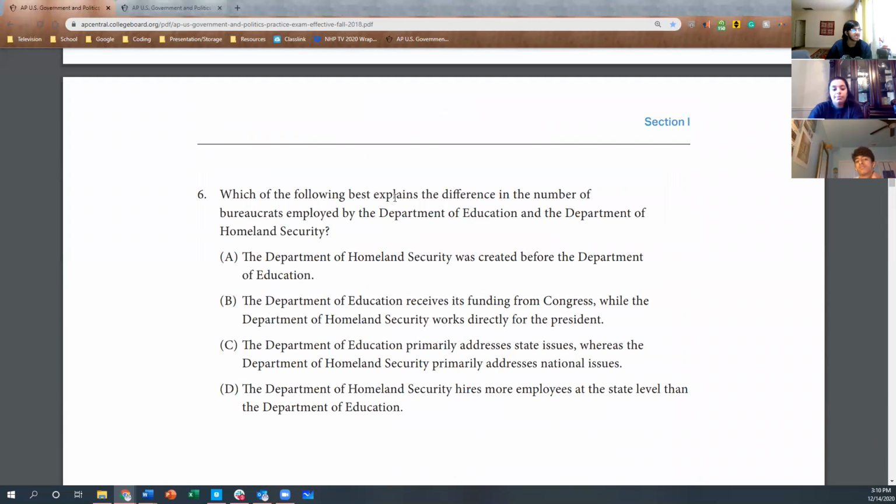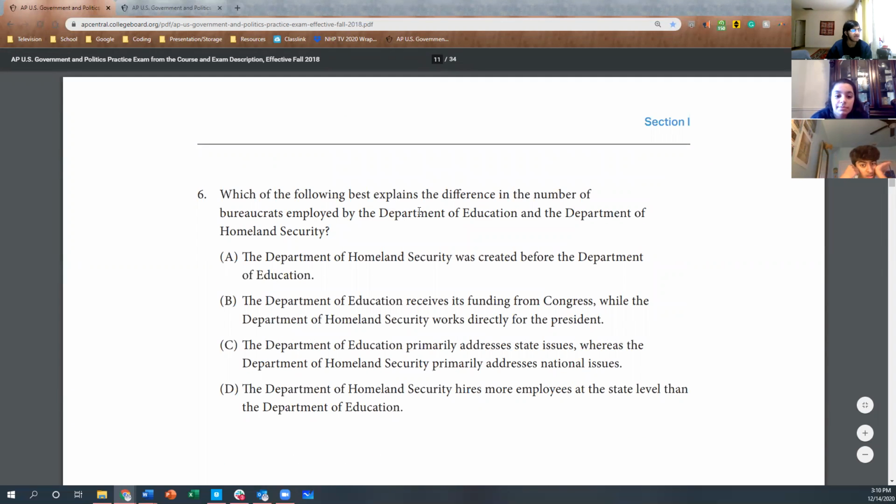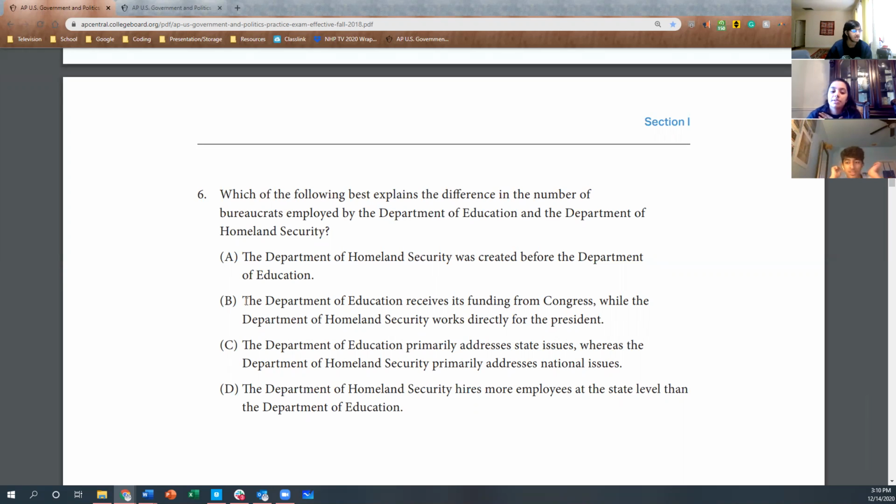Which of the following explains the difference in the number of bureaucrats employed by the Department of Education and DHS? Department of Government, I don't think so. I think the Department of Education was one of the original ones. Because DHS was created very recently, after 9/11. Yeah, they created Homeland Security after 9/11.